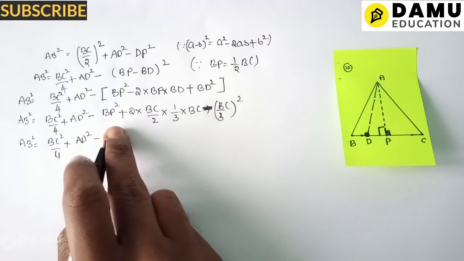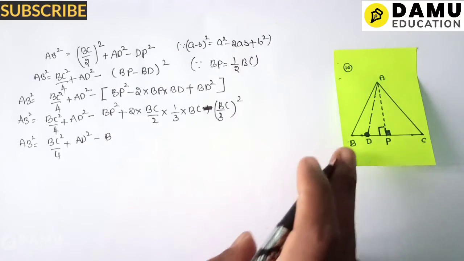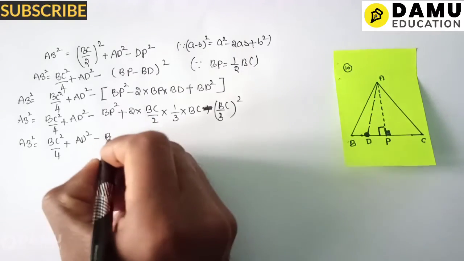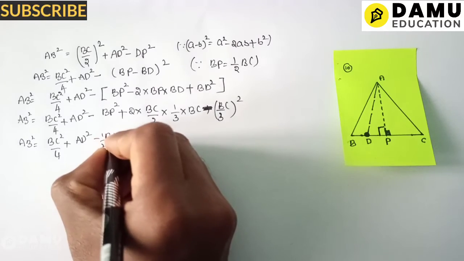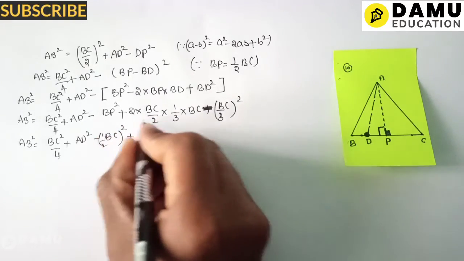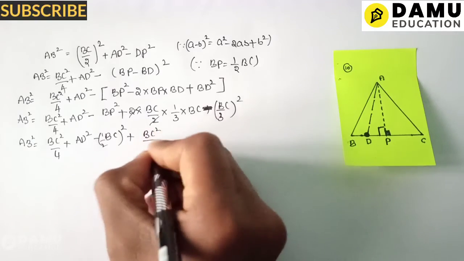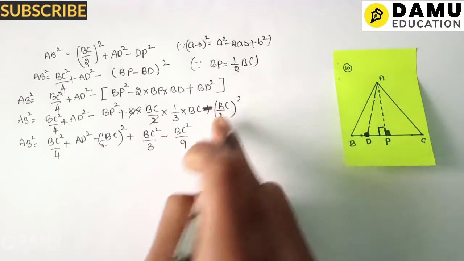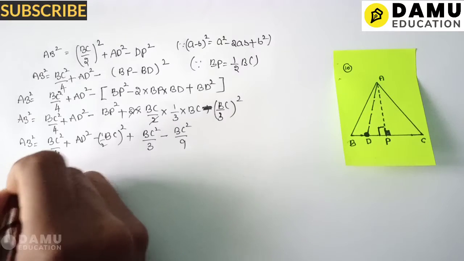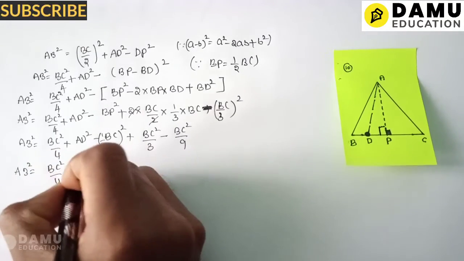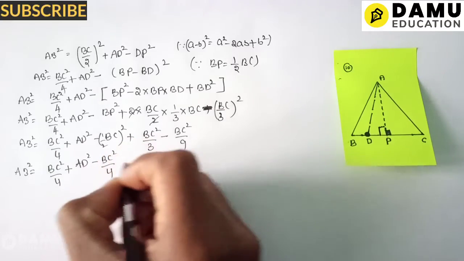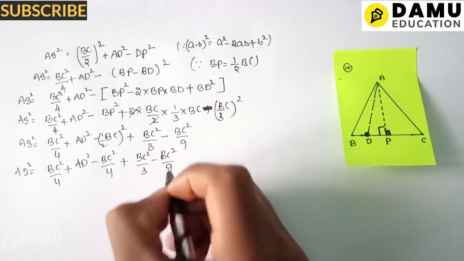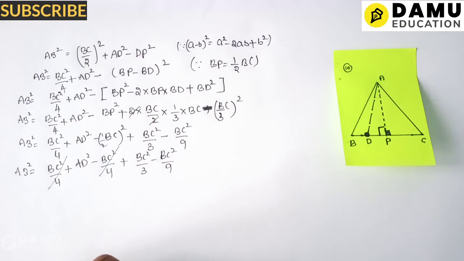So AB square will be equal to BC square by 4 plus AD square minus BP square. BP is 1 by 2 of the BC, so BP square is (1 by 2 of BC) whole square. Plus, the 2 is going to cancel, then BC square by 3 minus BC square by 9. So here also we get AB square equal to BC square by 4 plus AD square minus BC square by 4, plus BC square by 3 minus BC square by 9. BC square by 4 minus BC square by 4 will cancel.